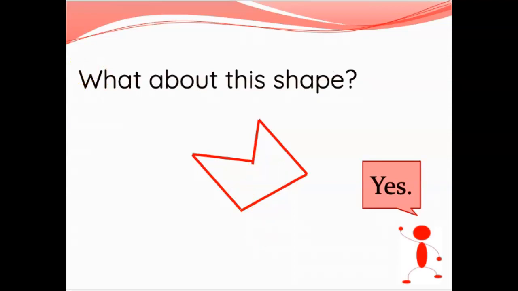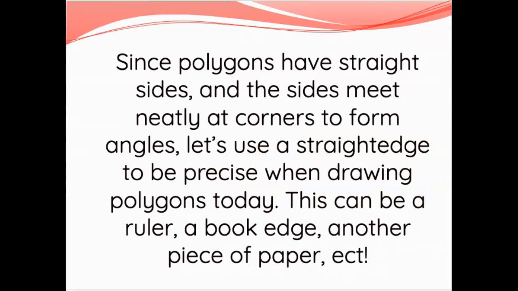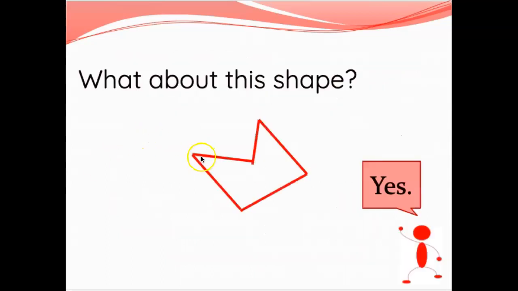Today you're going to be drawing different polygons. This polygon has 1, 2, 3, 4, 5 sides. Today you're going to be drawing polygons with 3, 4, 5, and 6 sides. Everyone's polygons can look different as long as they have straight sides, closed, and at least 3 sides. So, since polygons have straight sides and they meet neatly at corners to form angles, remember when the corners meet, we form something called an angle.